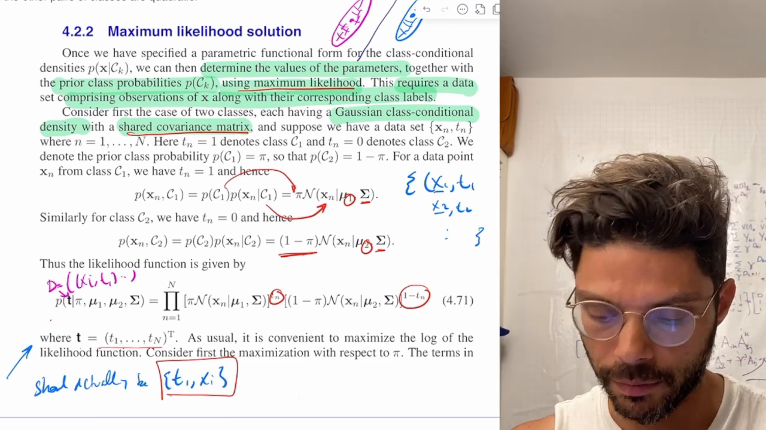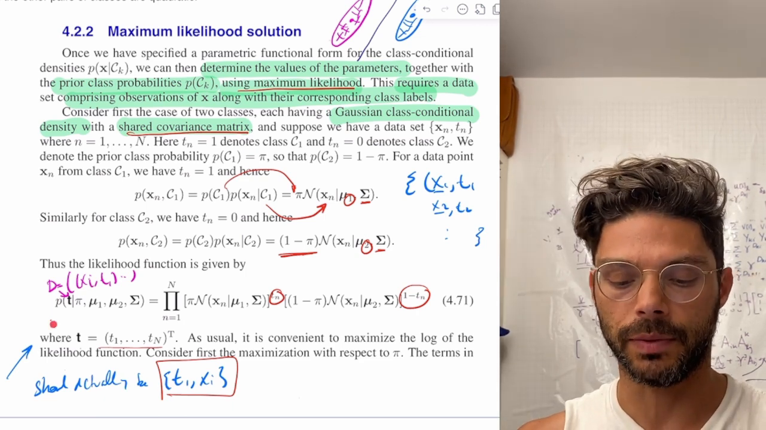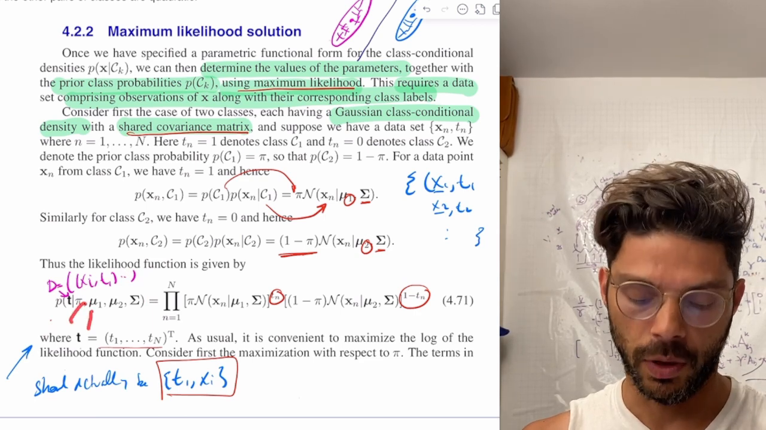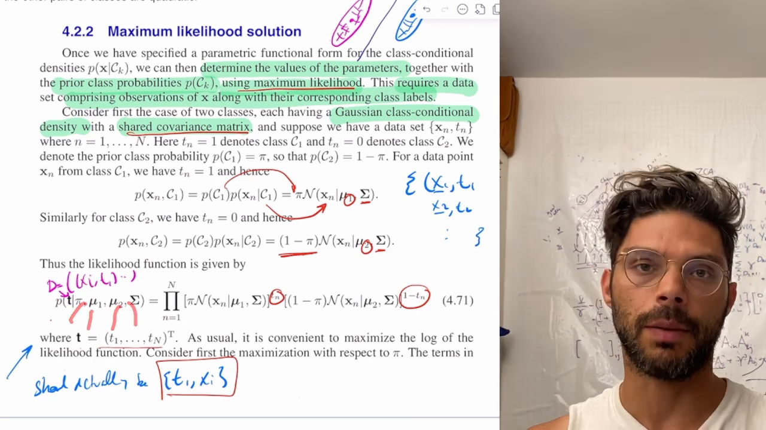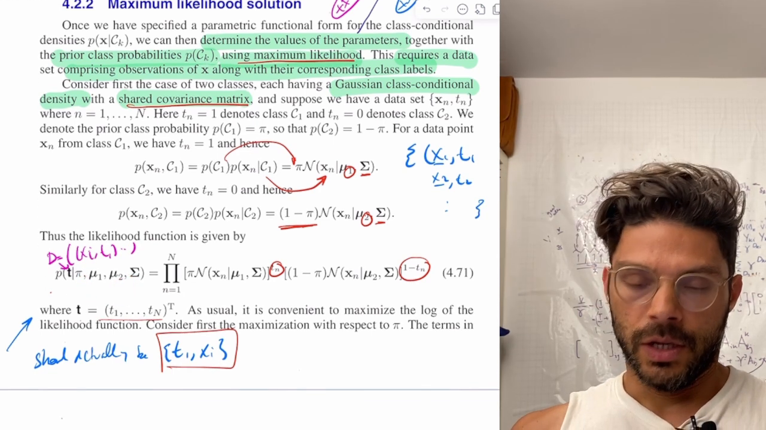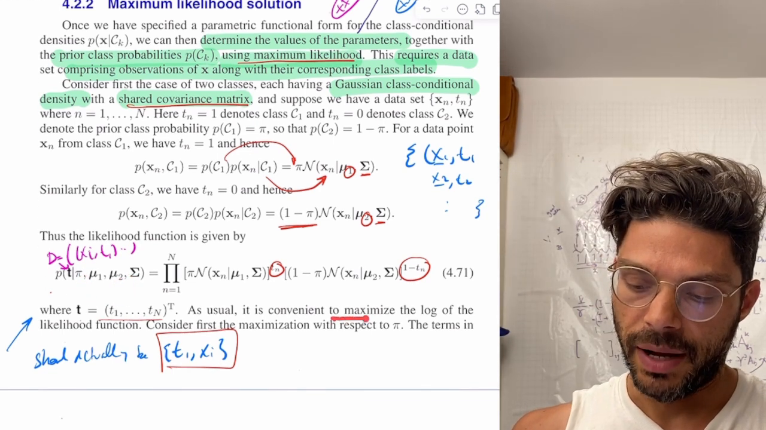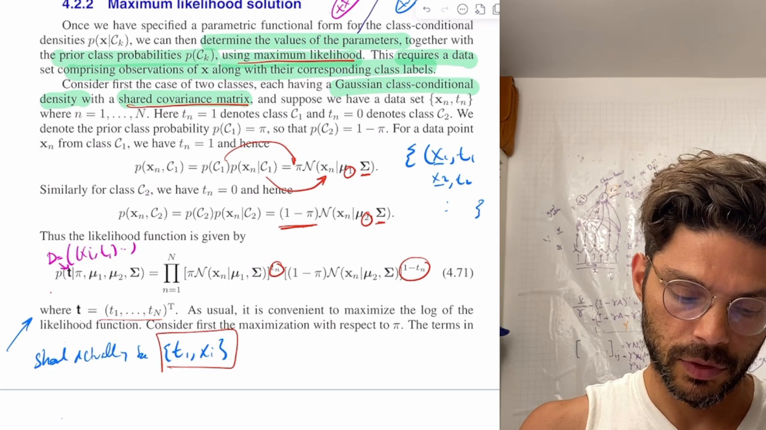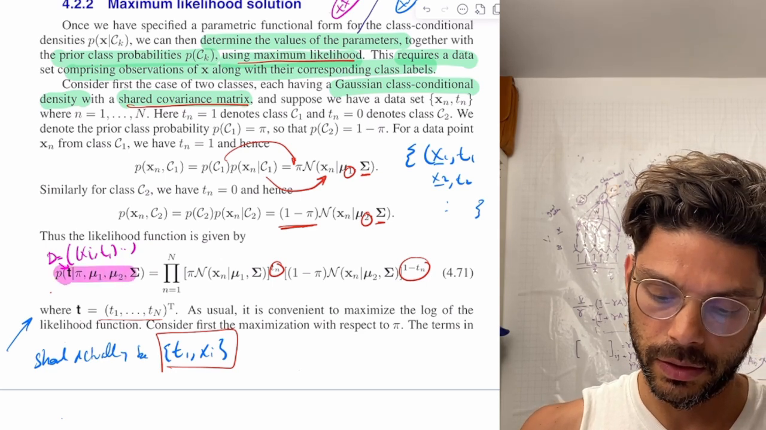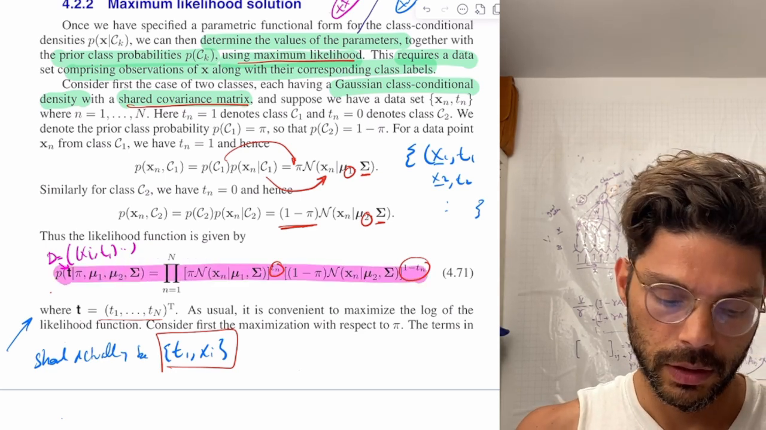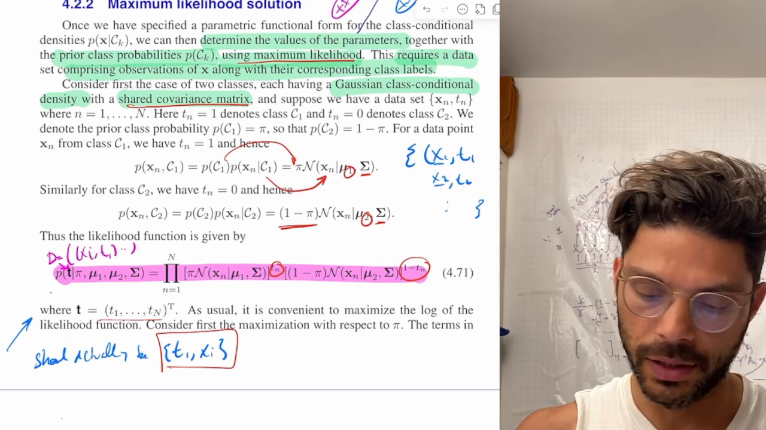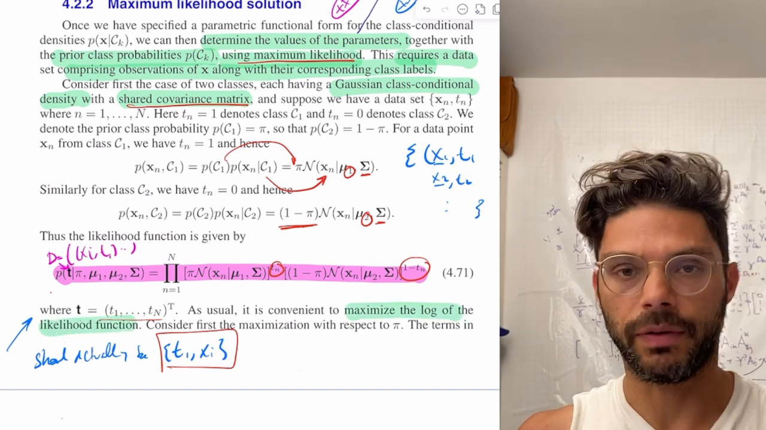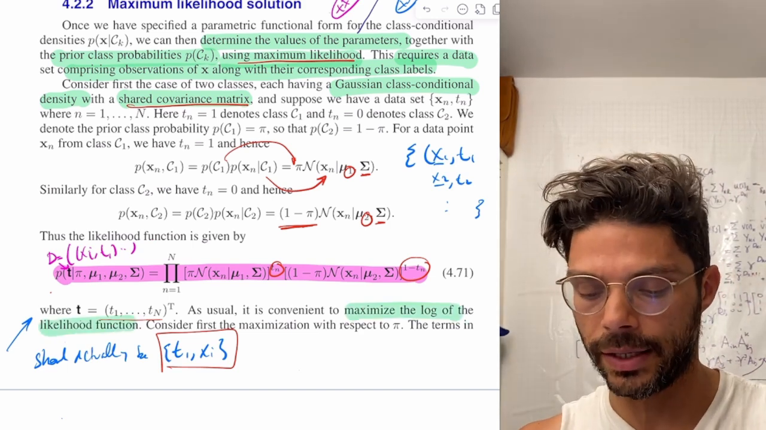So all you do now is take the derivative of this with respect to your parameters, which are pi, mu1, mu2, and this common sigma. So we're going to do the usual thing. We're going to maximize the log of the likelihood function. Let me highlight this, because it's really important. Okay, we're going to maximize the log of the likelihood function, exactly the usual thing.